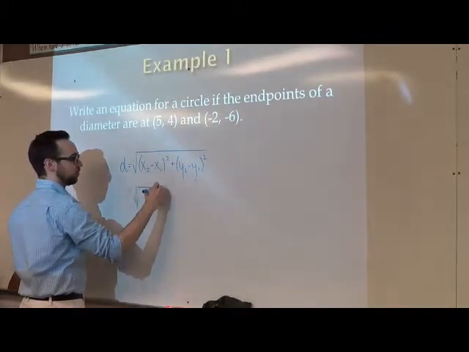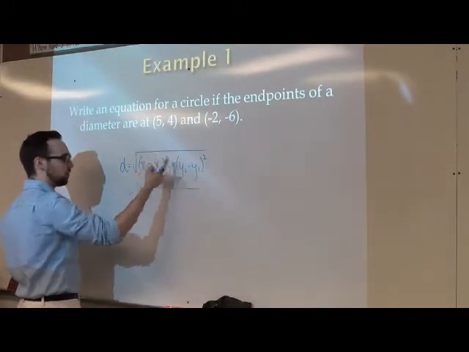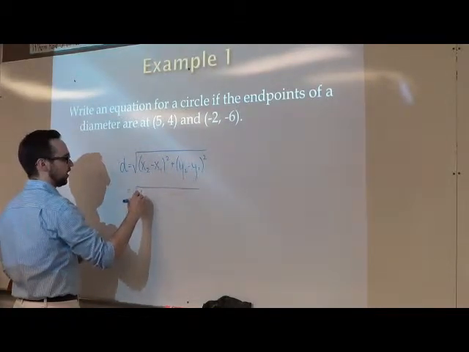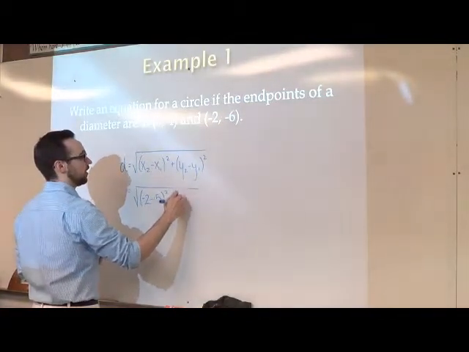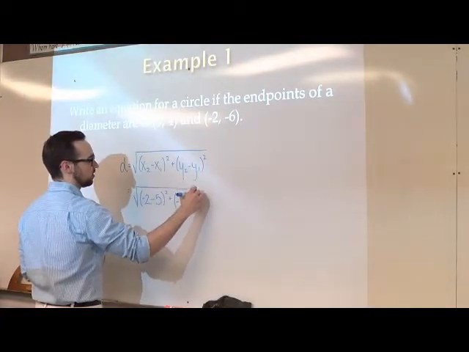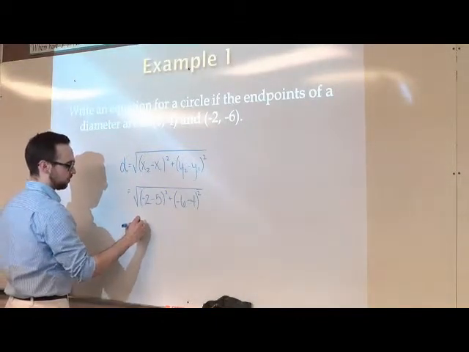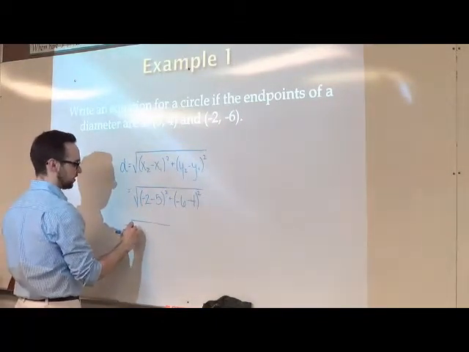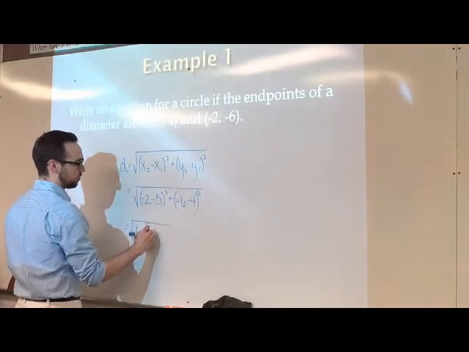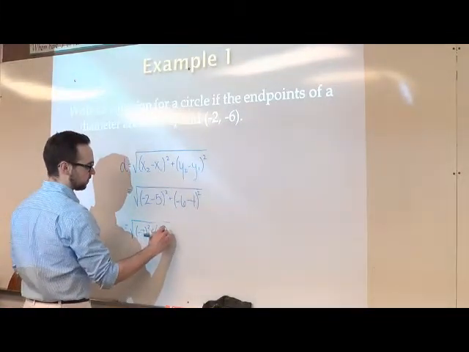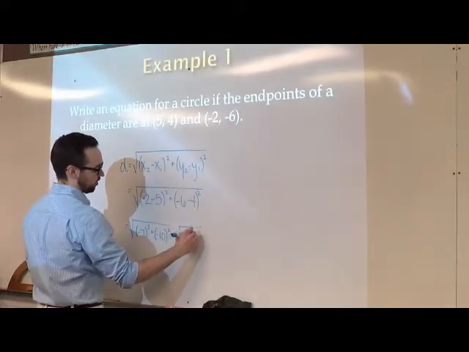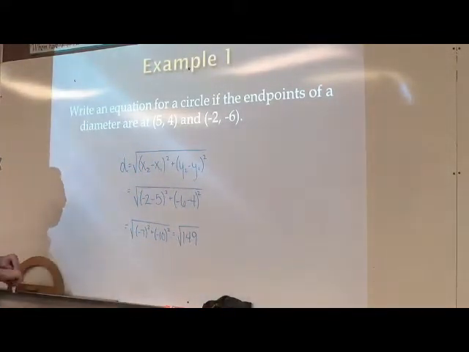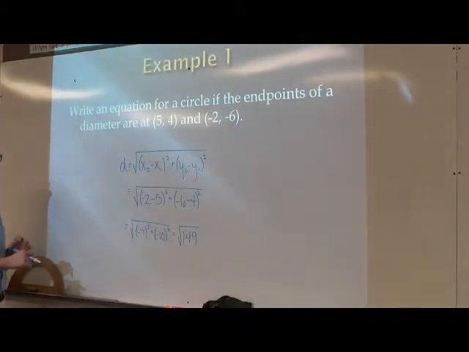So we end up with the square root of, it doesn't matter which way it goes, so we can have negative 2 minus 5, the quantity squared, plus negative 6 minus 4. It has to be consistent. So we end up with the square root of negative 2 minus 5 is negative 7, quantity squared, plus negative 10, the quantity squared. So we end up with the square root of 49 and 100 is 149. I'm going to leave it as such for now. We'll get to that in a second.